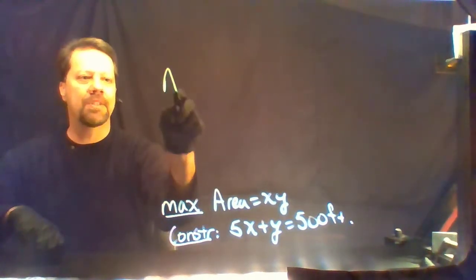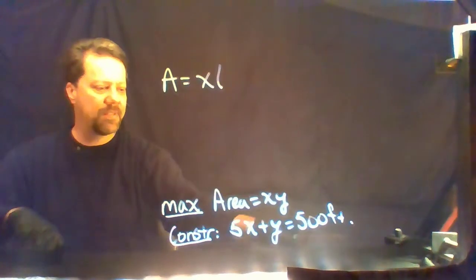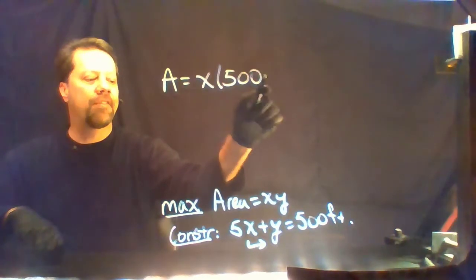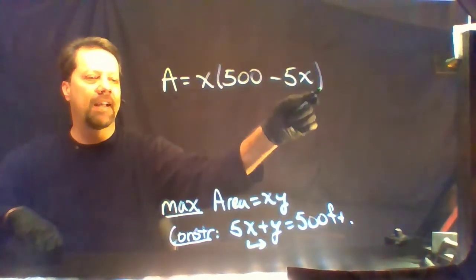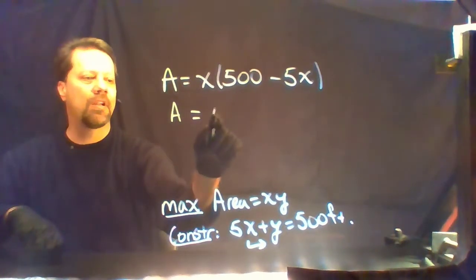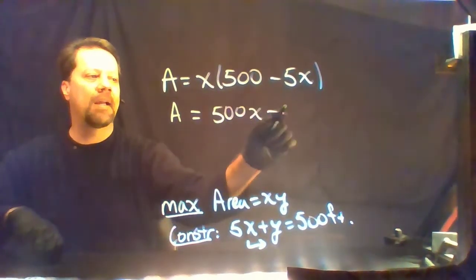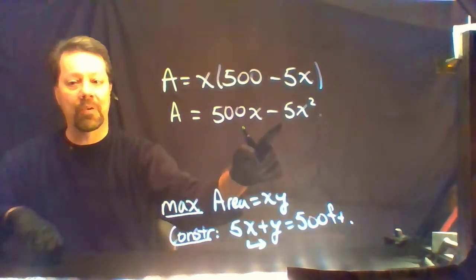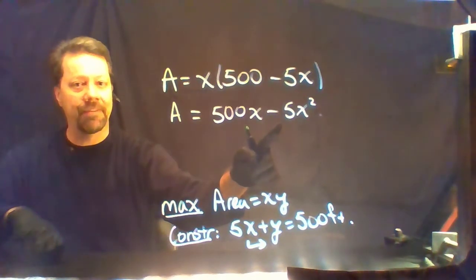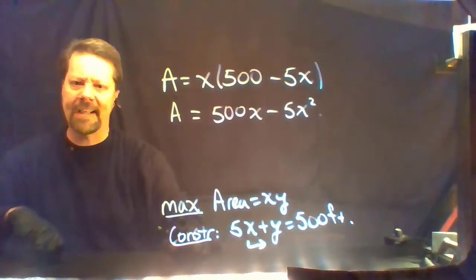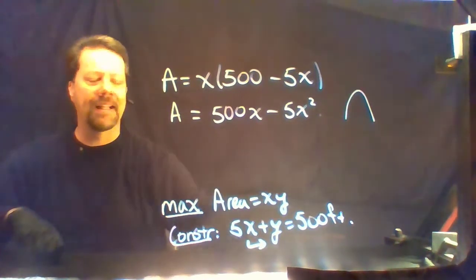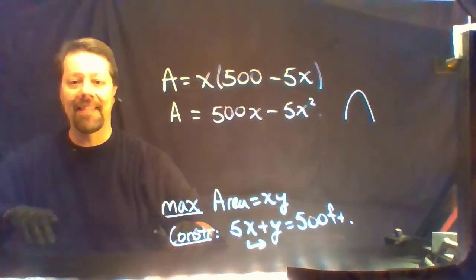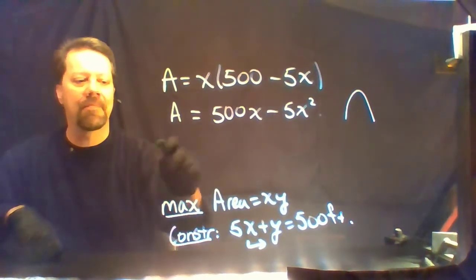The area function, after we substitute, is going to be x times, if we move this 5x over, y can be replaced by 500 minus 5x. So the area function is going to be 500x minus 5x squared. You can see that this will be a parabola opening down, so it will in fact have a maximum. To figure out where that maximum is, we need to calculate the derivative, set it equal to 0, and solve for x. That will be a critical point of the area function.